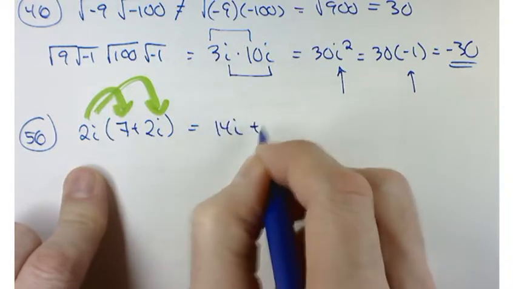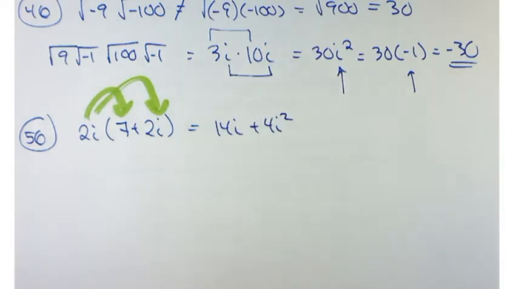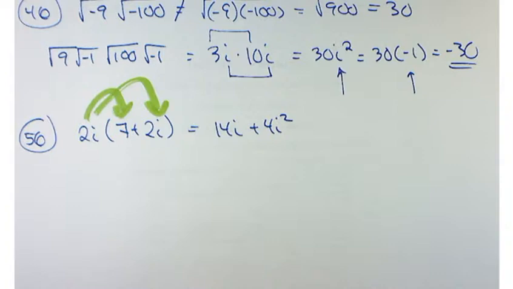14i plus 4i squared. I like that you gave me the 4i squared, because the i times the i is i squared. But we shouldn't leave it just like this. There's a little bit more work that I would expect. So what else should I do?